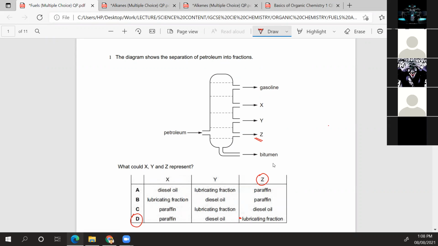Then it's D. I didn't read the rest. You just read lubricating fraction, but you forgot to read X over here, correct? Yeah, that's what I did. So please make sure that you are reading the answers properly. This small mistake will make you lose 1 mark. Okay, next question.